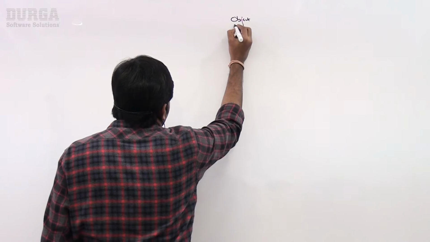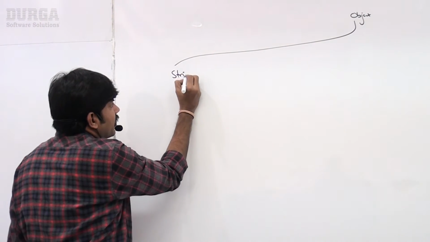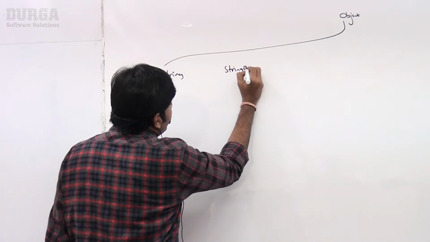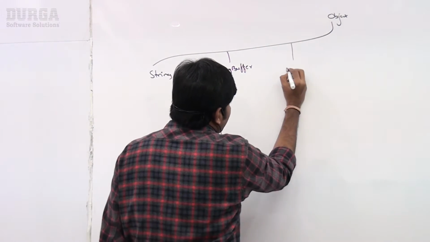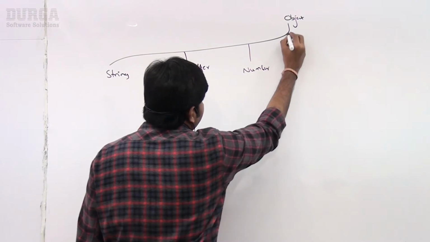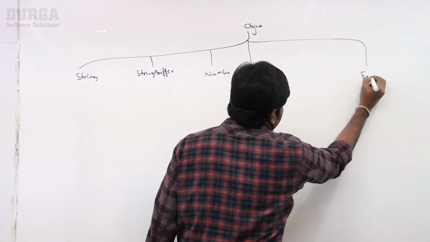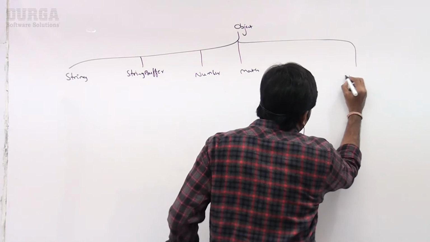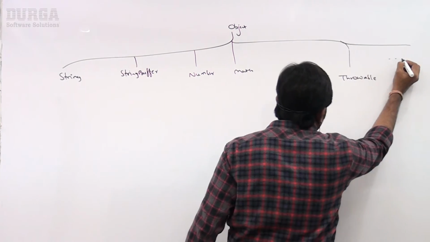For Object, there are several child classes. String class is one child. Next, StringBuffer is one child. Next, Number is another child. Math is another child. Next, Exception. Sir, do you know, here Throwable is one child.